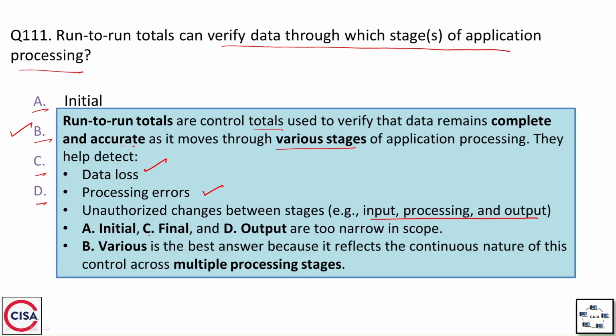Option A, initial, option C, final, and option D, output are too narrow in scope. Option B, various, is the best answer because it reflects the continuous nature of this control across multiple processing stages.